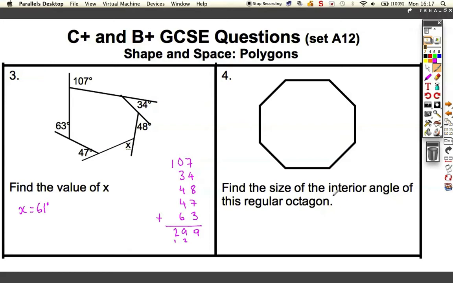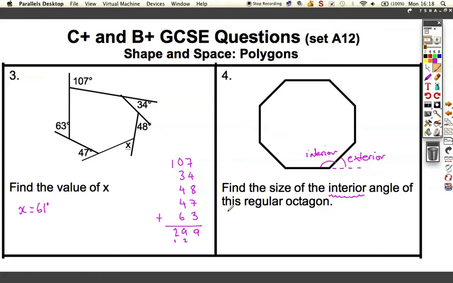This question, however, question 4, we're asked to calculate the interior angle. Now this is really easy if we consider the exterior. So that's the exterior angle on the outside, and the interior is on the inside. So both of these add up to 180.